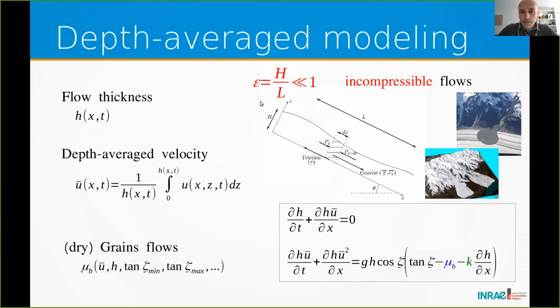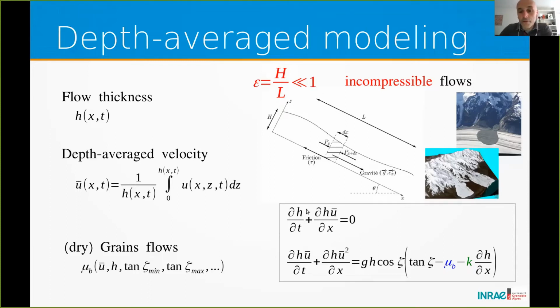In particular, a big assumption is made, but this assumption is quite reasonable: to assume that the variation across the thickness, capital H, is small compared to the variation along the main direction of the flow, capital L. So we know this ratio epsilon is very small, which is quite reasonable when we look at these types of flow here. And if we assume in addition that the flow is incompressible, we can depth-average the local mass conservation equation and the local momentum conservation equation.